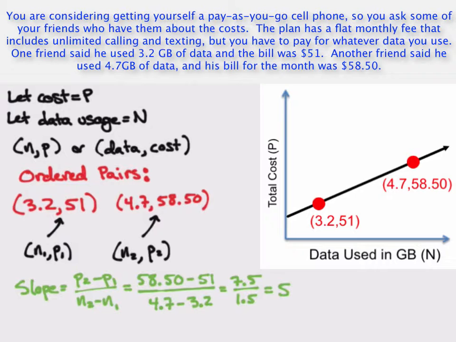All right, so we got a pretty nice slope, 5. But what does that slope mean in this case? That slope of 5 means that for every extra gigabyte of data you use, the cost goes up $5. That is, each gigabyte of data costs $5. All right, now that we've got our slope and some points, we can use either of these points and that slope to create our equation, modeling the relationship between how much data you used and cost, using an equation in point-slope form.